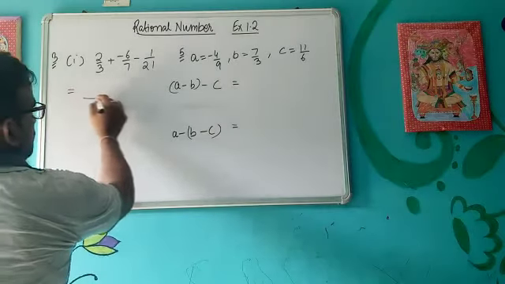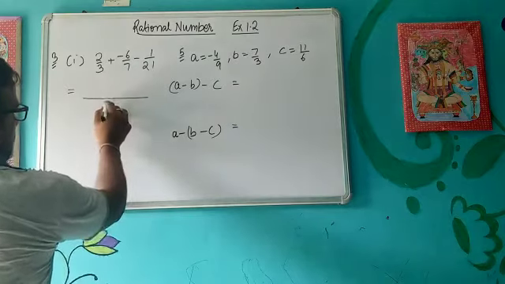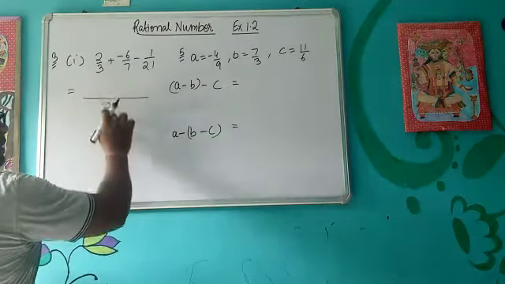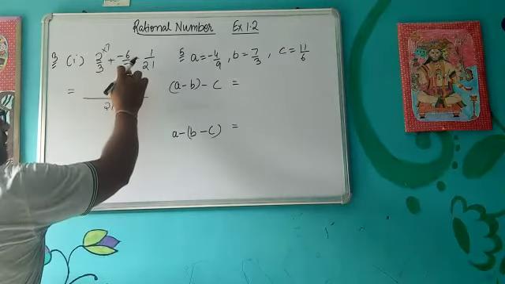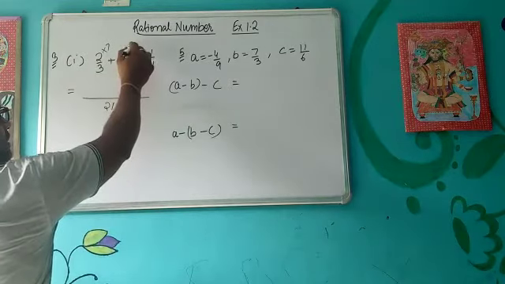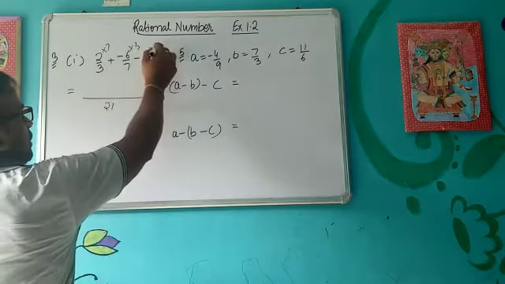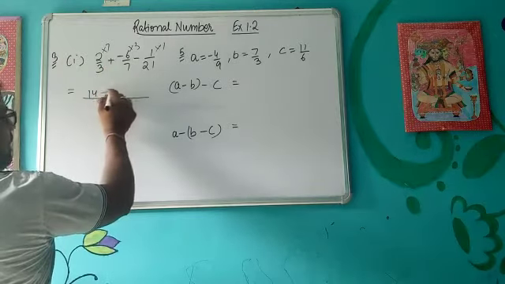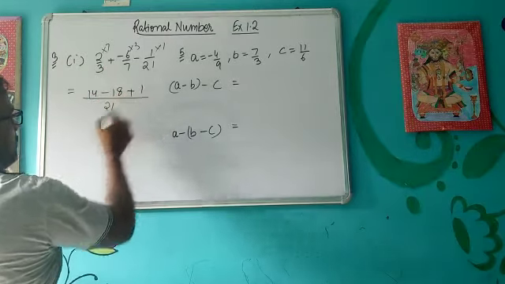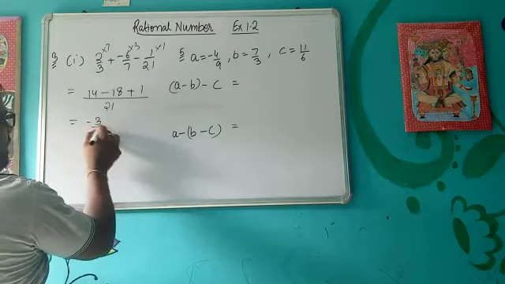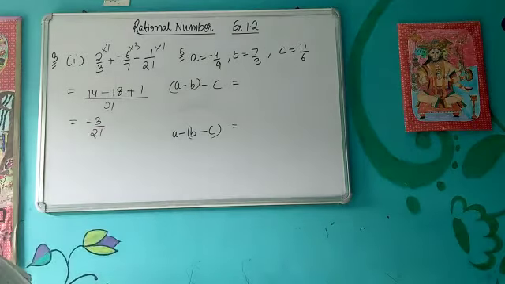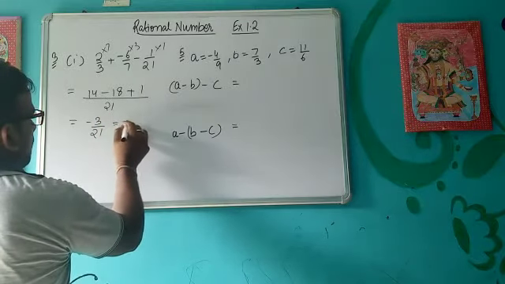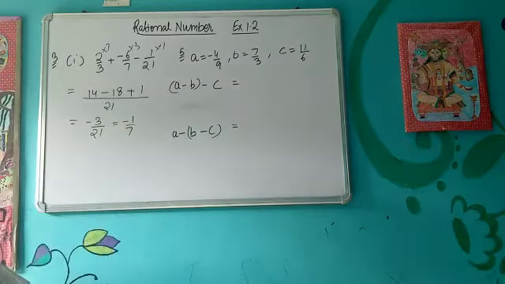So what was the procedure? You will take the LCM of this. LCM is 21. So 3 into 7 is 21. Then 7 into 3 is 21. Then 21 into 1 is 21, so you will get 14 plus minus 18 plus 1. So when you solve, you will get minus 3 upon 21, or minus 1 upon 7. Okay.